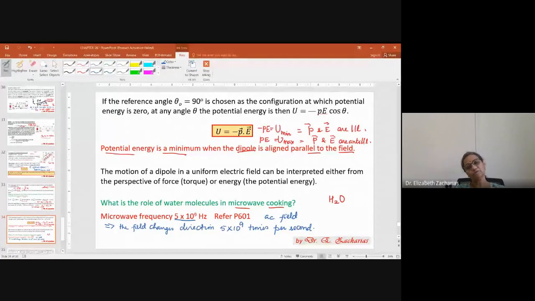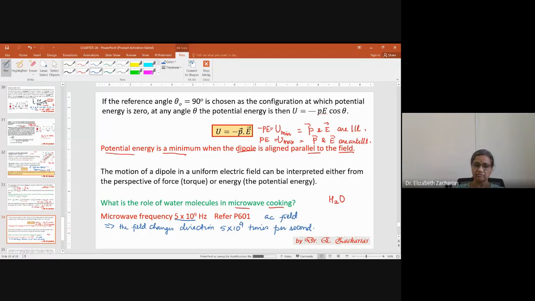Are you reading this? The electric field is an AC field. It will keep on changing direction. It's an alternating field, so the field will change direction 5 into 10 to the power of 9 times per second.